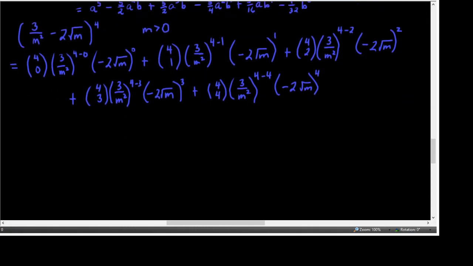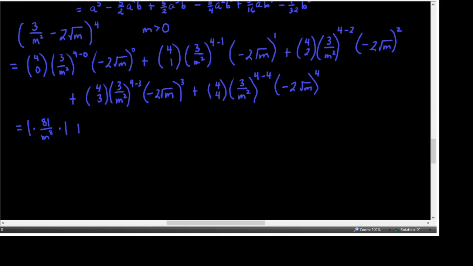Okay, so let's see. 4 choose 0 is 1. 4 minus 0 is 4. 3 to the 4th is 81. And m squared to the 4th is m to the 8th. Remember, when you have a power on a power, you multiply the two exponents. So m squared to the 4th is m to the 2 times 4, which is 8. And negative whatever to the 0 power is 1.